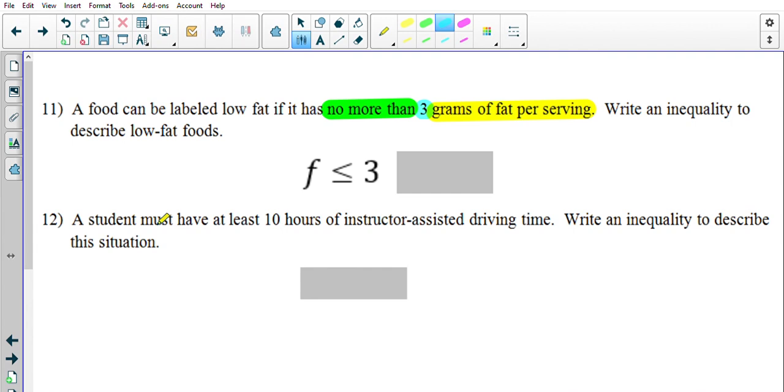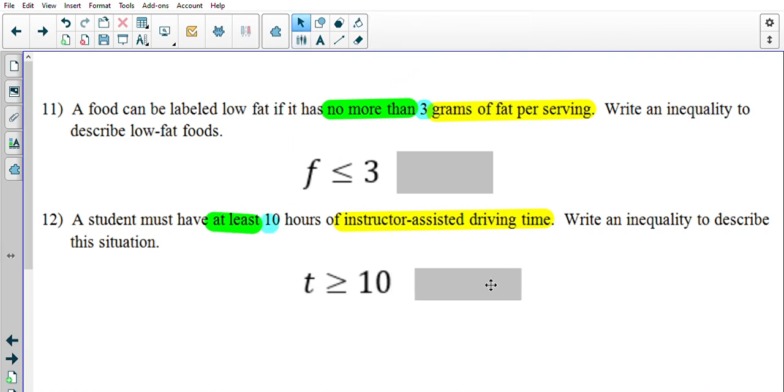Number 12, a student must have at least 10 hours of instructor-assisted driving time. Write an inequality to describe this situation. So we're looking at the number of instructor-assisted driving hours, and we know the phrase at least represents our symbol, so that's greater than or equal to, followed by the number 10. So I chose the variable t for time. H for hours works as well.